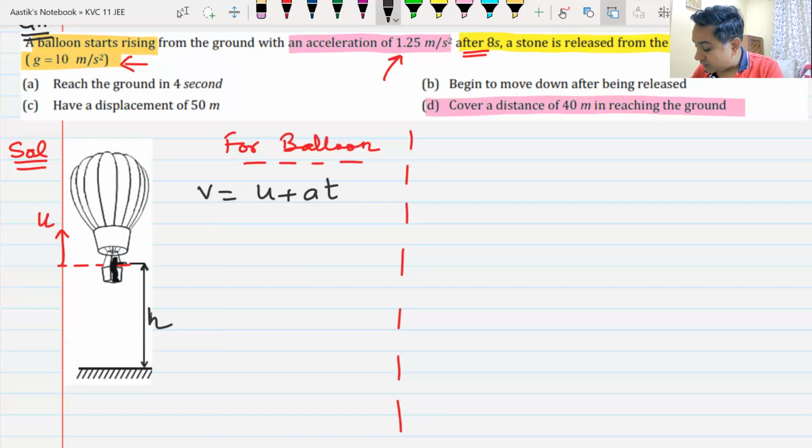What is the value of this V? What is the value of this U for the balloon? 0, sir. Well done. 0 plus what is the acceleration of the balloon? It is 1.25 meter per second square. Okay, so I write it as 1.25. What is the time for the balloon to rise up?